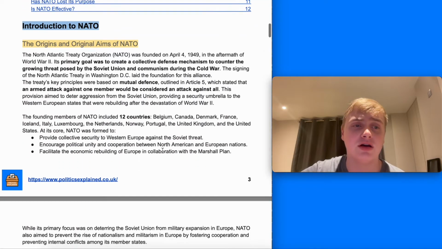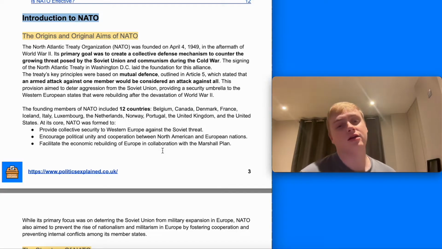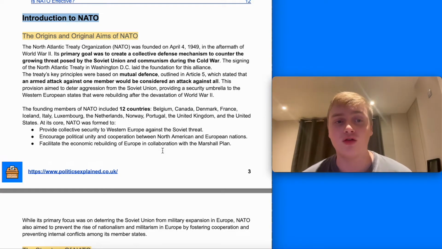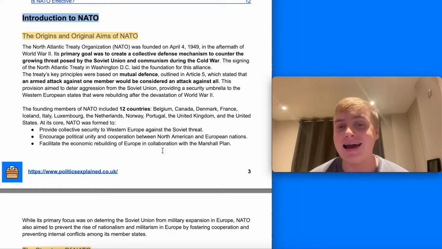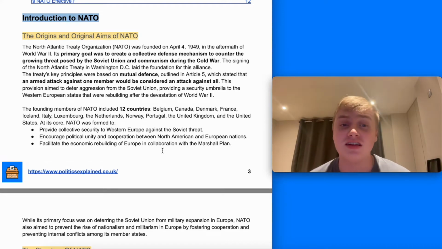Let's start off by having a look at an introduction to NATO. NATO was founded in 1949 in the aftermath of World War II, and its primary goal was to serve as a collective defence mechanism to counter the growing threat posed by the Soviet Union and communism during the Cold War. The signing of NATO in Washington DC laid the foundation for the alliance, and its key principles were based on mutual defence outlined in Article 5, which stated that an armed attack against one member state would be considered an attack against all, and that's really, really important.